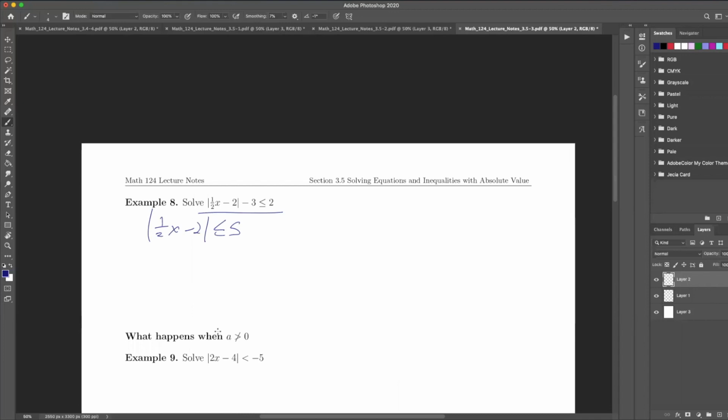And write your answers in interval notation in chat. Okay? This one's actually easily written in chat, so no fractions. So that should be a good hint.